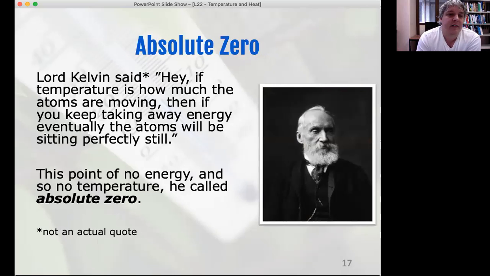But Lord Kelvin said, hey, if temperature is how much the atoms are moving, then if you keep taking away energy, eventually the atoms will be perfectly still. If you keep taking energy off the atoms, and that energy is how much they're moving around, how much they're jiggling around, then eventually they'll stop jiggling, right? They'll just be stationary. That's not an actual quote, but eventually that was the idea. Eventually you could get these atoms down to being so cold that they would sit there perfectly motionless. And this point of no energy, he called absolute zero. The idea that you can't get any less energy than that because you've got none at all. It's the same idea in our big scale systems where we're talking about something like a truck.